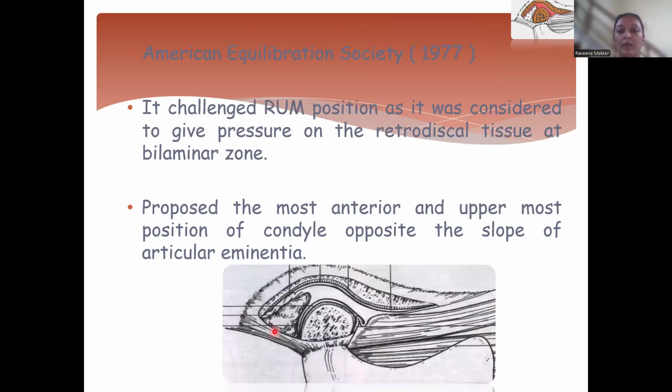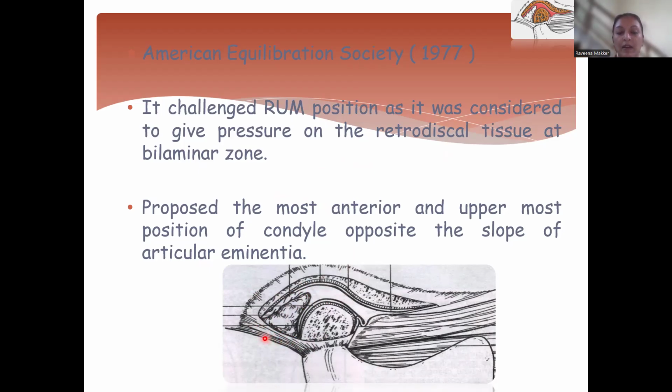Then the American Equilibration Society in 1977 challenged the RUM position. RUM is rearmost, uppermost and midmost, as it was considered to give pressure on the retrodiscal tissue at the bilaminar zone. As you can see, posterior to the condyle, there is a retrodiscal tissue. So the RUM position was believed to exert pressure on this retrodiscal tissue.